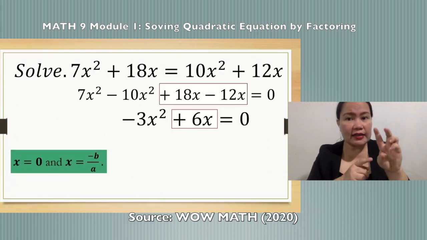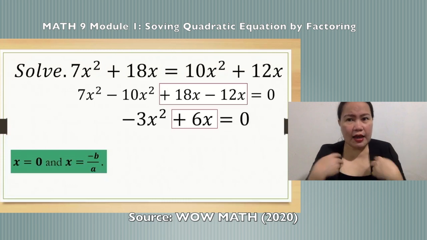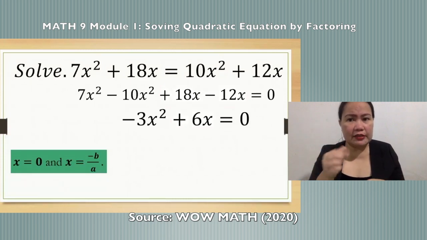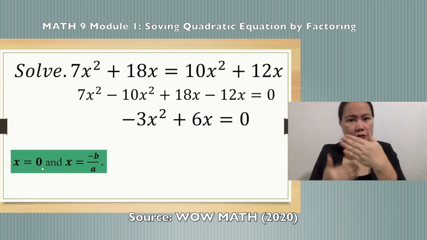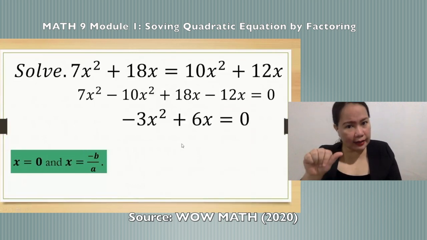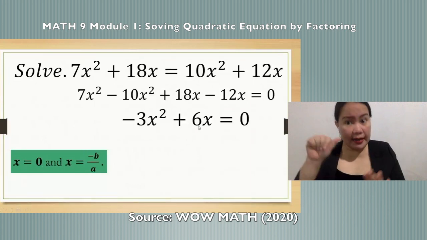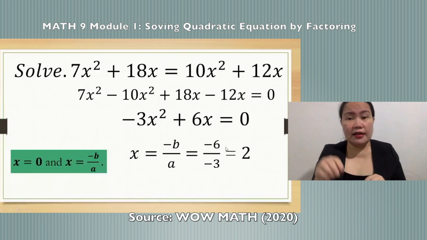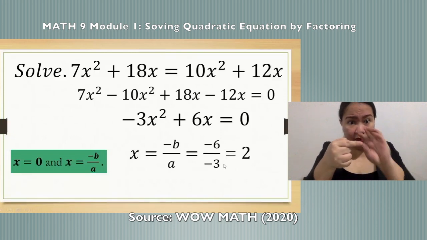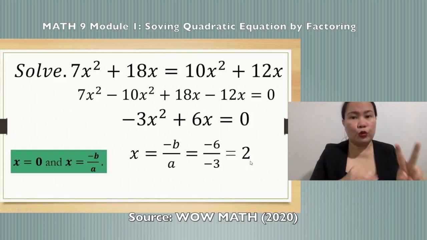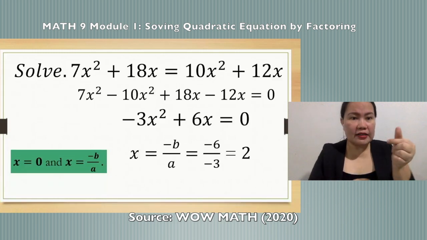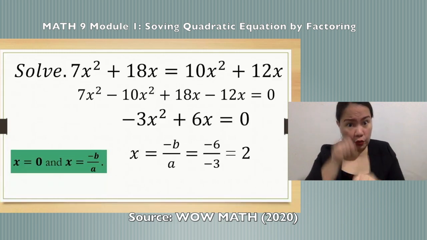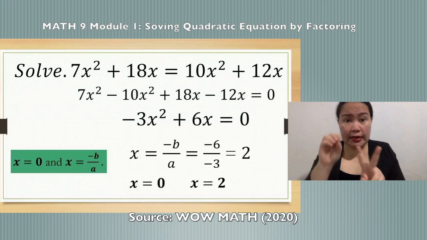So now, nasa form na tayo ng ax squared plus bx is equal to 0. Apply natin tong equation na to. So, ano yung value ng b natin dyan? That is 6. And yung value ng a natin is negative 3. So, substitute lang natin. Negative 6 divided by negative 3, the answer is 2. So, in this given equation, our solutions are 0 and positive 2. Okay.